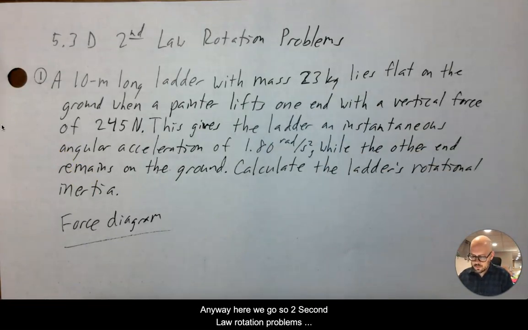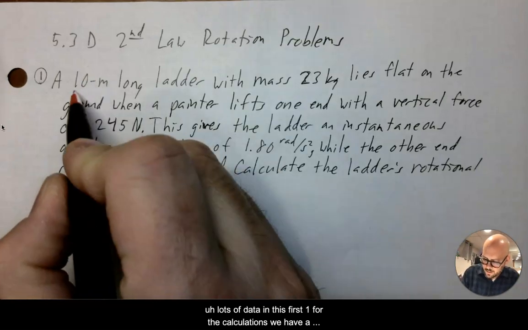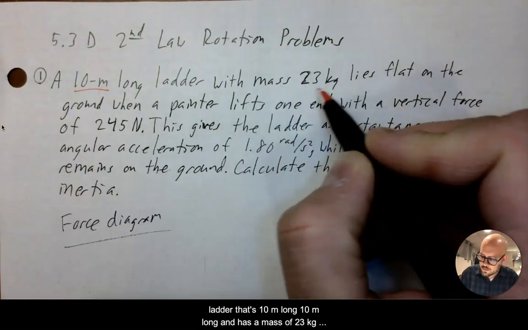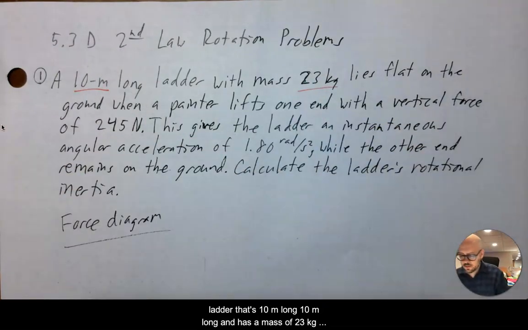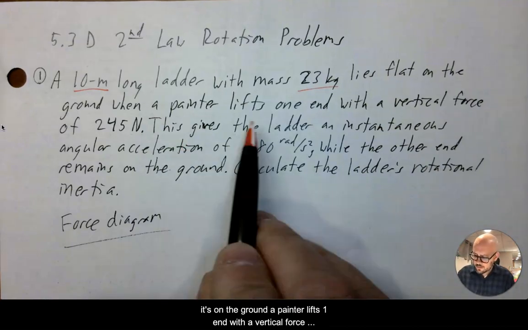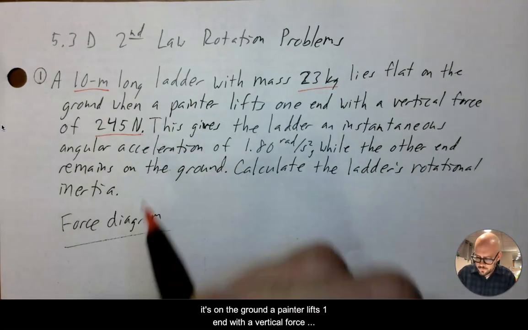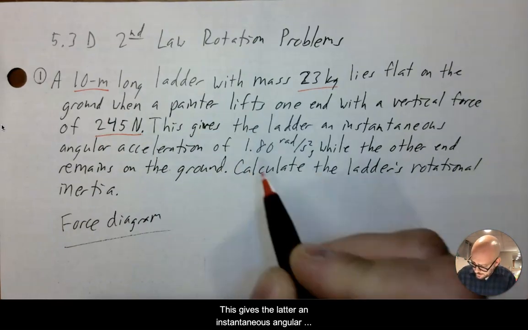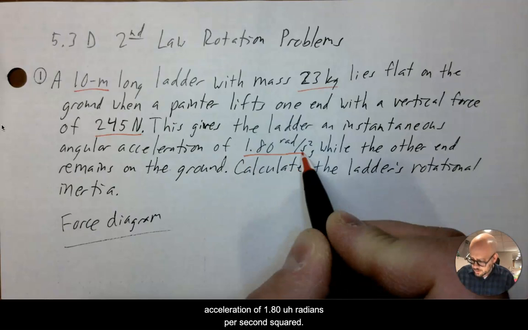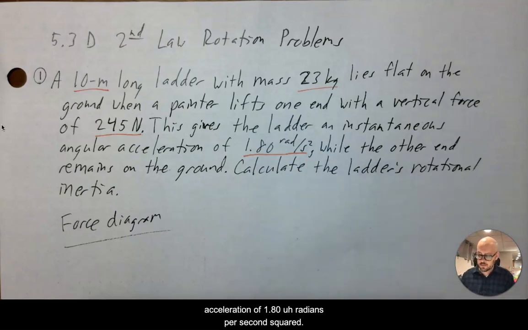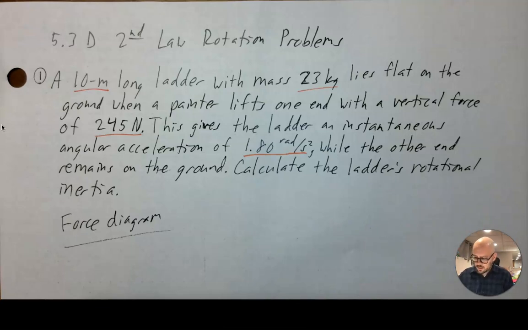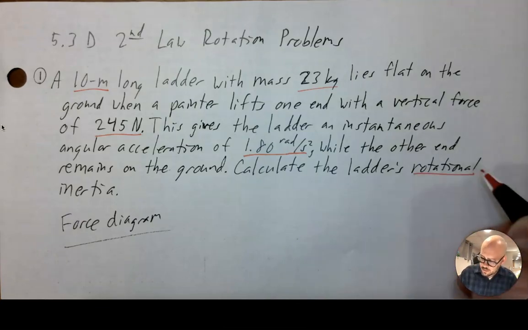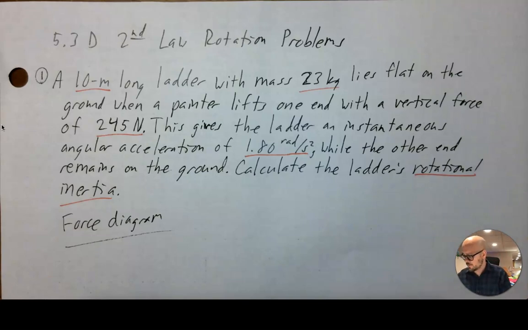Lots of data in this first one for the calculations. We have a ladder that's 10 meters long and has a mass of 23 kilograms. It's on the ground. A painter lifts one end with a vertical force of 245 newtons. This gives the ladder an instantaneous angular acceleration of 1.80 radians per second squared, while the other end remains on the ground. Calculate the ladder's rotational inertia. So we are looking for an expression for I for this ladder.